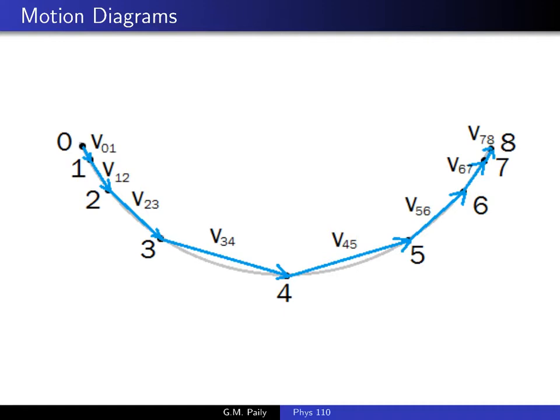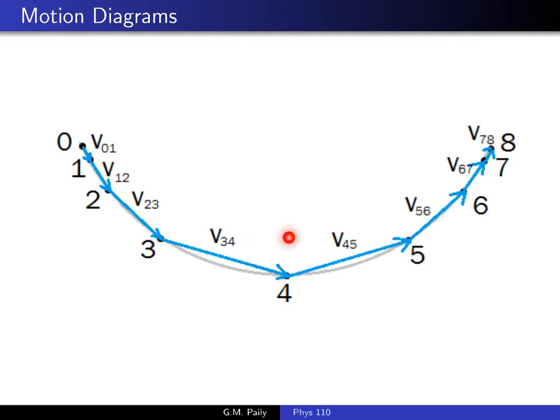What would that look like? Well, the acceleration would need to point like this a little bit in order to get the length larger, but it would also need to point up a little bit in order to change the direction. The simplest example is here at point 4. v34 and v45 have roughly the same length, but the directions are different.